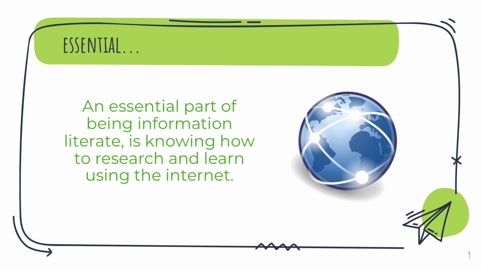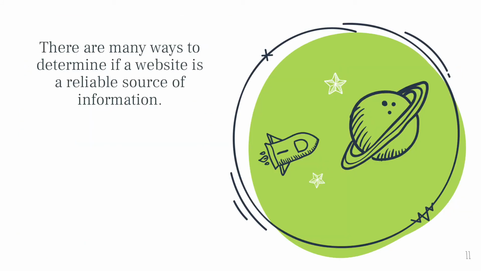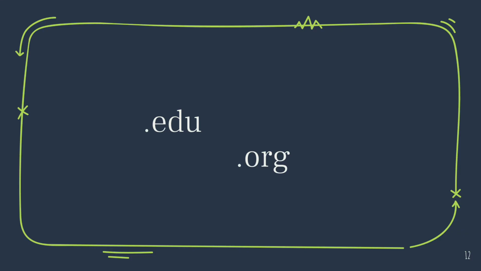An essential part of being information literate is knowing how to research and learn using the internet. But this can be tricky because not all information on the internet is true. There are many ways to determine if a website is a reliable source of information. First, websites with the domain extensions .org and .edu will generally provide the most reliable source of information.